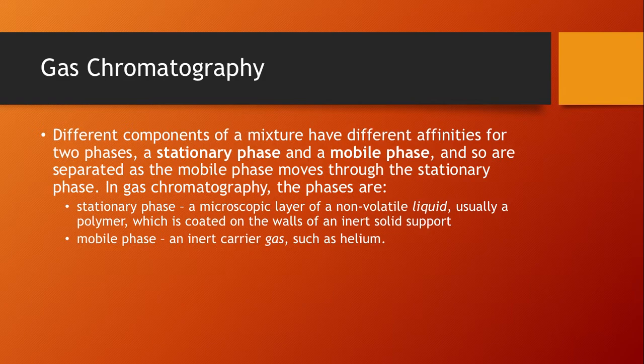So let's start first with the gas chromatography. Different components of a mixture have different affinities for two phases, a stationary phase and a mobile phase, and so are separated as the mobile phase moves through the stationary phase. In gas chromatography specifically, these phases are seen as a stationary phase in which a microscopic layer of a non volatile liquid is coated on the walls of an inert solid support. And then we have the mobile phase, which is usually made up of an inert carrier gas such as helium.